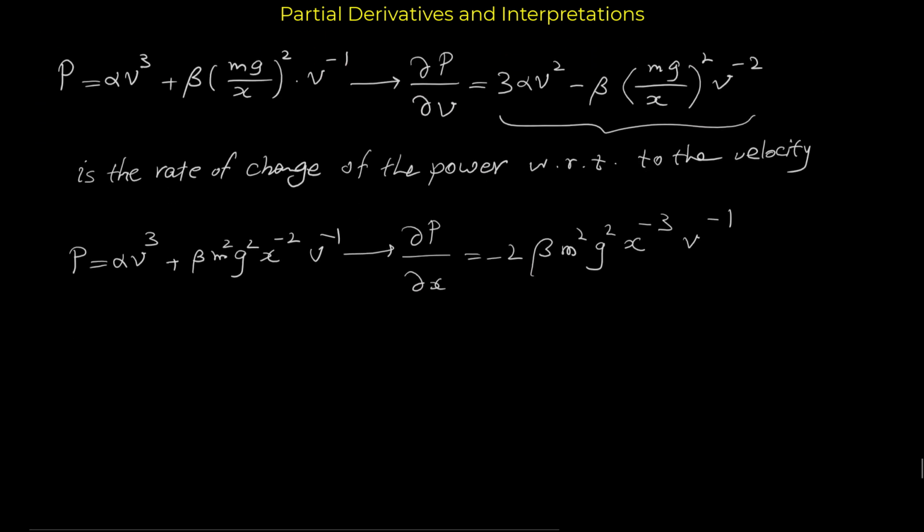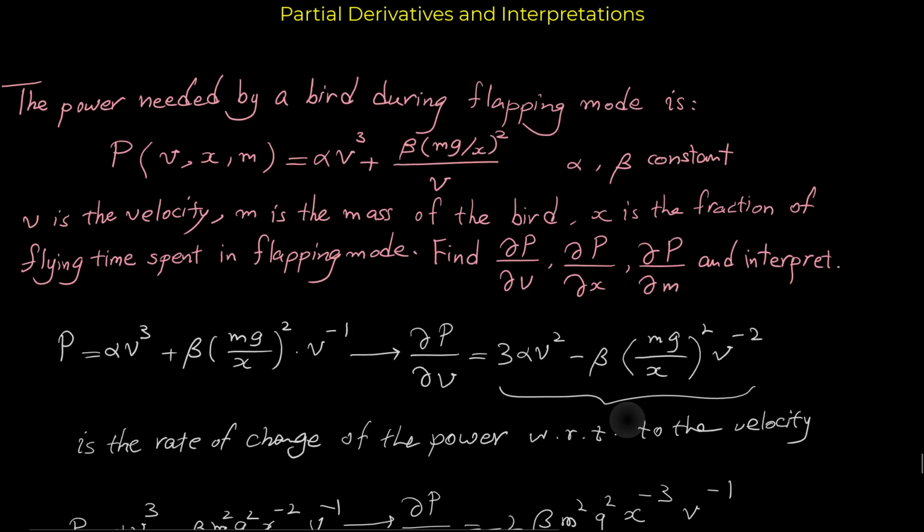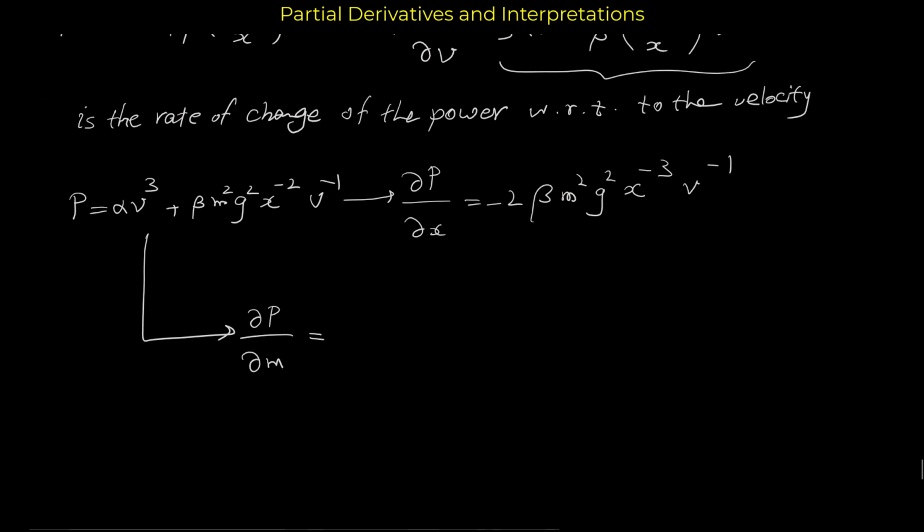Finally, we want to find the partial derivative of P with respect to m. This is the last variable. The derivative of the first term is 0, because we don't have any m in the first term, plus beta is a constant, so we keep the beta. The derivative of m^2 would be 2m, so 2m g^2 x to the negative 2 V to the negative 1. Can you interpret this?